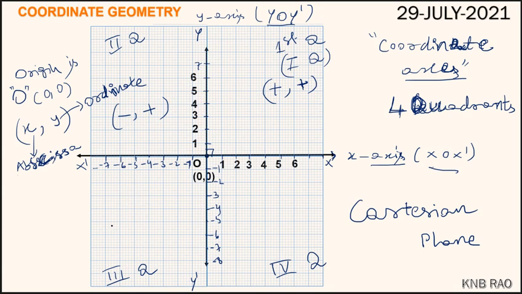Similarly, the points lying in the third quadrant will have x coordinates negative and y coordinates negative. So, minus, minus or negative, negative nature of points will lie in the third quadrant. Whereas, in the fourth quadrant, as x coordinates are positive and y coordinates are negative, plus, minus or positive, negative nature of points lie in the fourth quadrant.